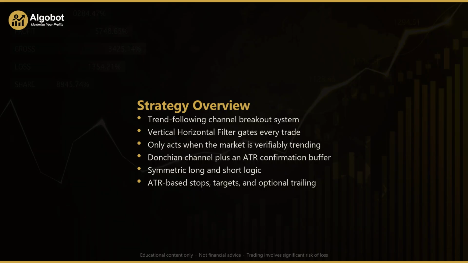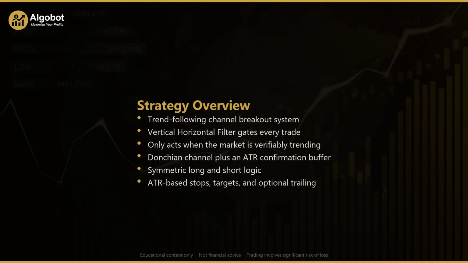So what does this expert advisor actually do? At its heart, Vertical Horizontal Filter Breakout is a trend-following breakout system. It watches a price channel built from the highest highs and lowest lows over a recent window, often called a Donchian channel, and it looks for the moment price closes decisively beyond that channel. But here's the important part. A raw breakout, on its own, can be unreliable. In a choppy, sideways market, price often pokes past the edge of a range and then snaps right back. Those false breaks are one of the biggest challenges a breakout trader faces.